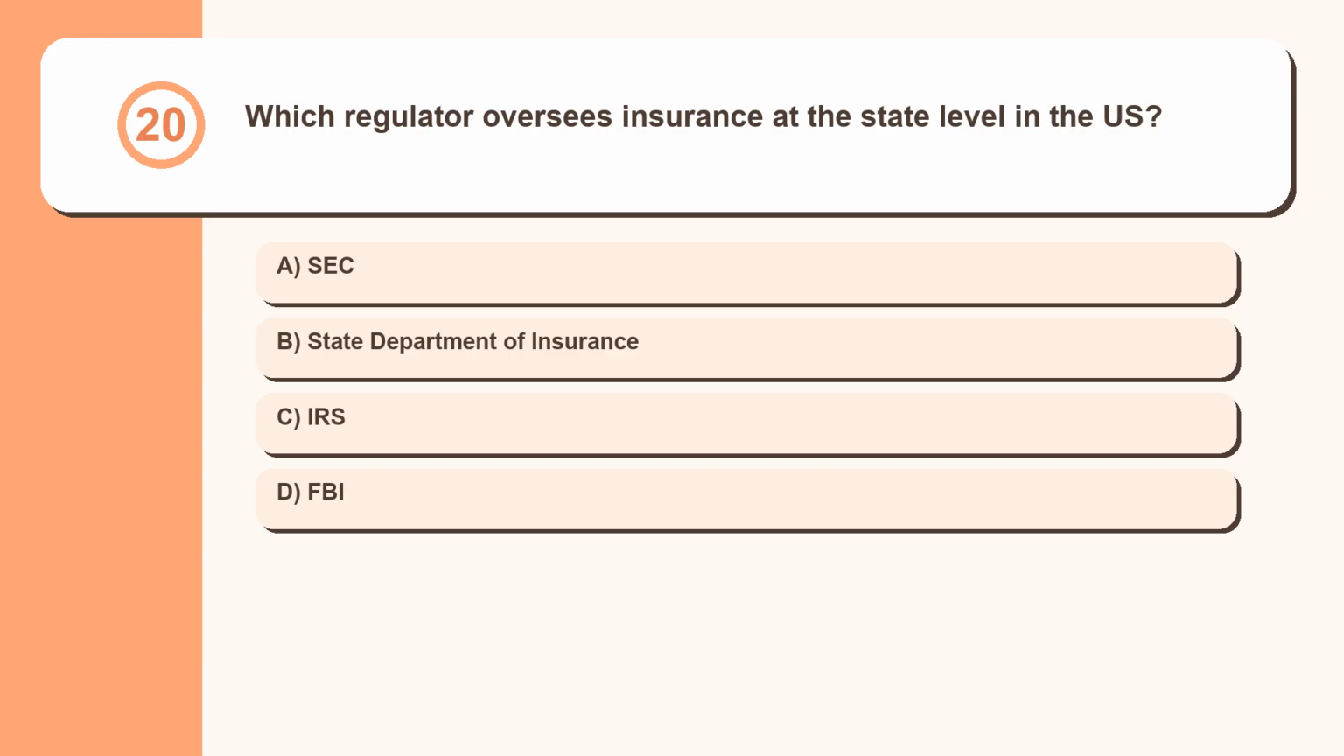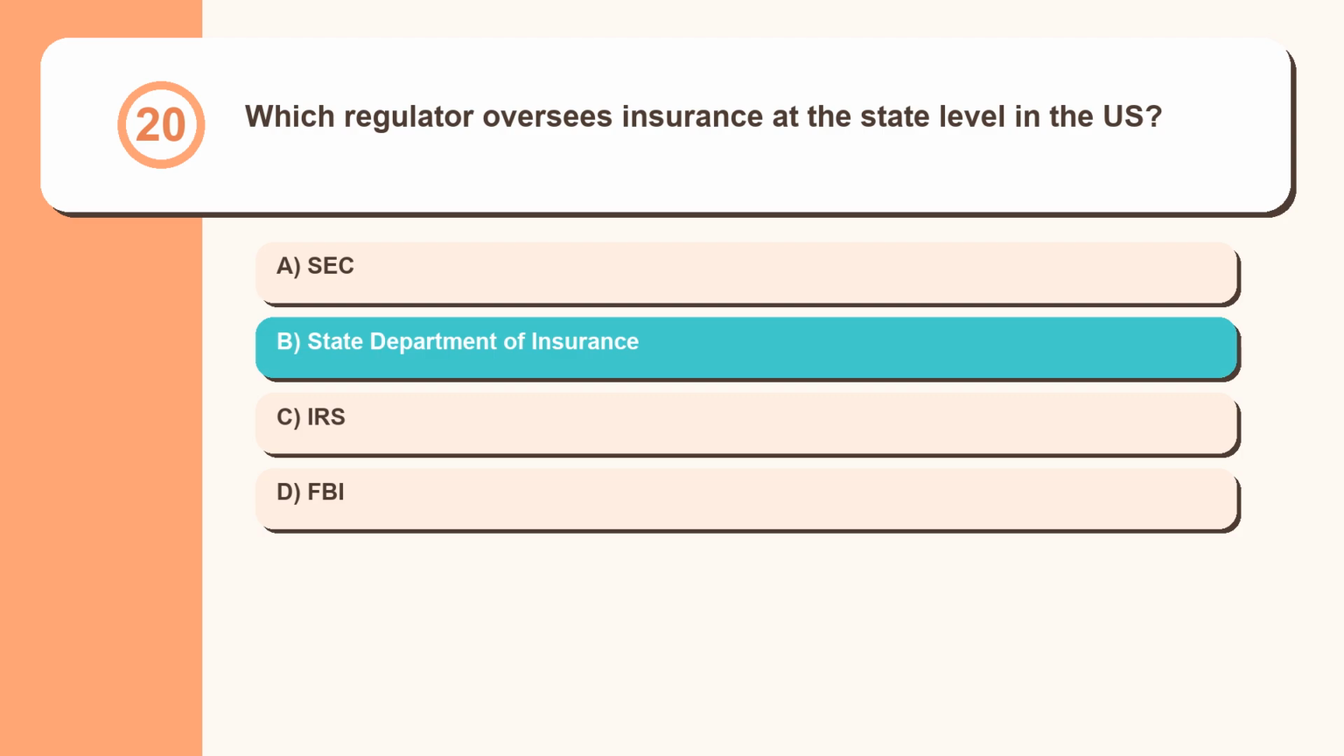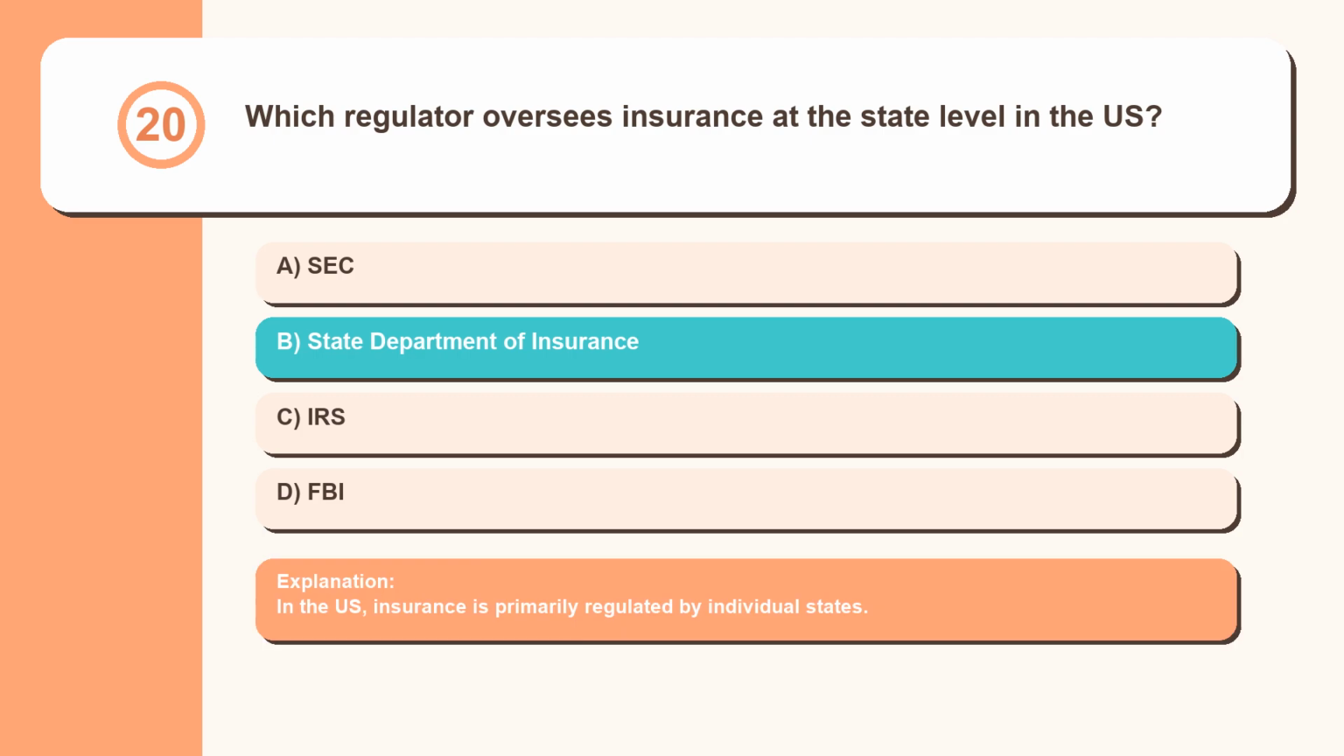Question 20. Which regulator oversees insurance at the state level in the U.S.? SEC, State Department of Insurance, IRS, FBI. In the U.S., insurance is primarily regulated by individual states.